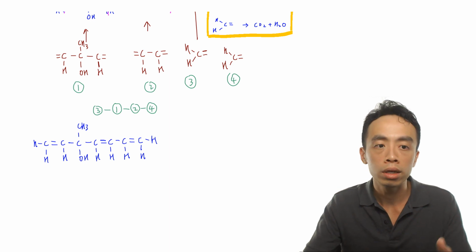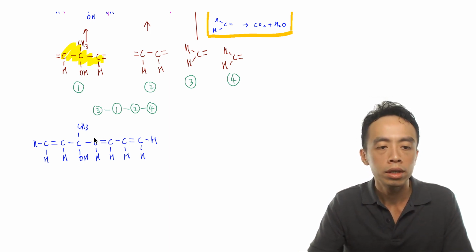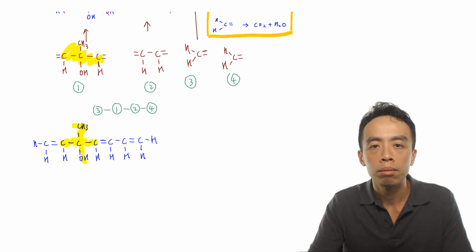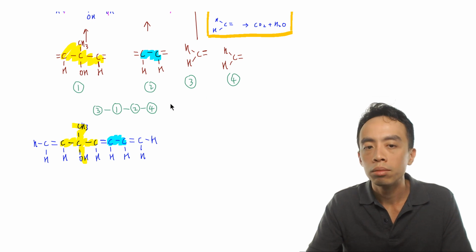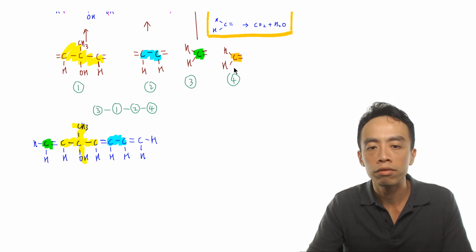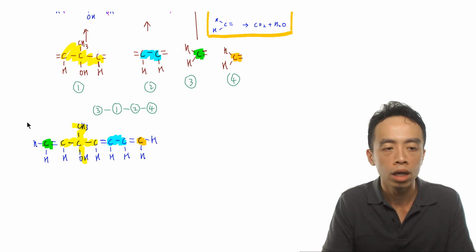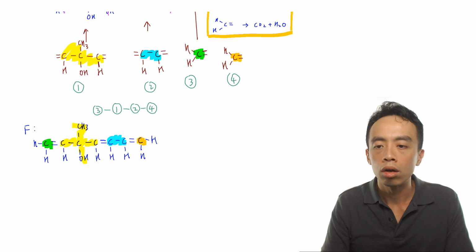So maybe to make it clearer, if I color code each of these, fragment number 1 is this. So remember, this is my fragment number 1. My number 2 will be this one. So this is my number 2. Fragment number 3 is this carbon. So this carbon will be here. Finally, fragment number 4 is this one. So this will be here. So therefore, this will be the identity for F. This is our compound F.